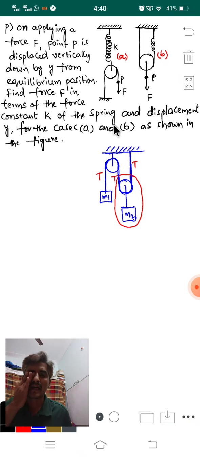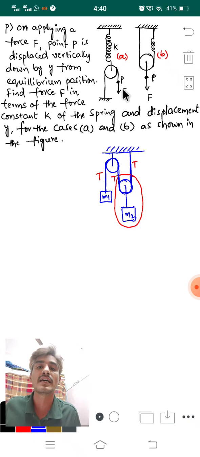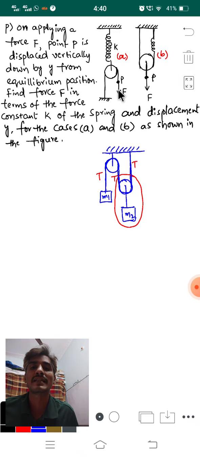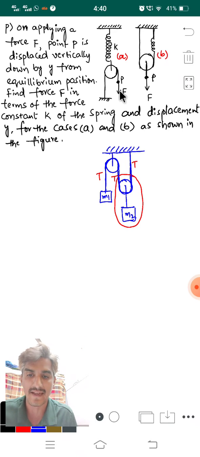So first of all, all of us get confused. Suppose if this force is applied here, and if we move this string to a distance of y, then we may get confused about how much distance this spring moves. Actually, if this string is displaced to a distance of y, the spring will be displaced by y by 2.